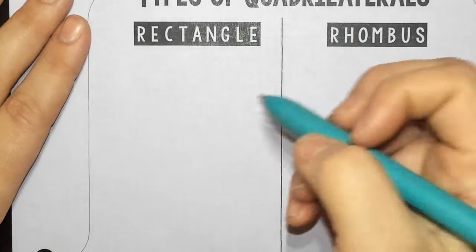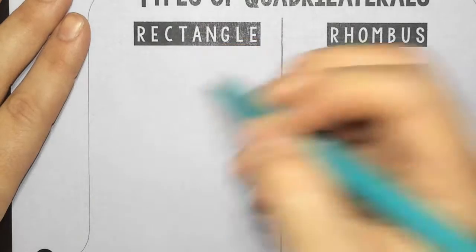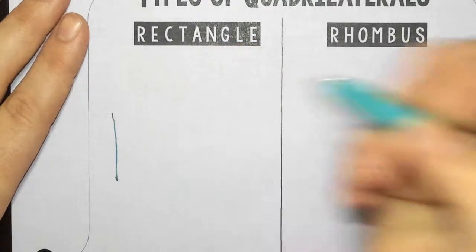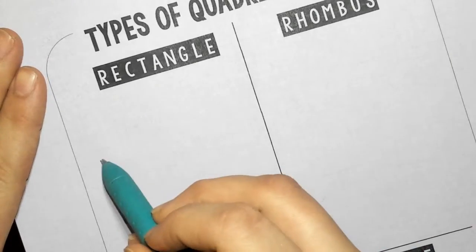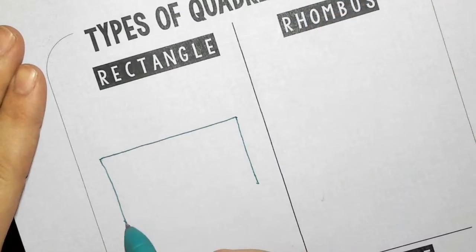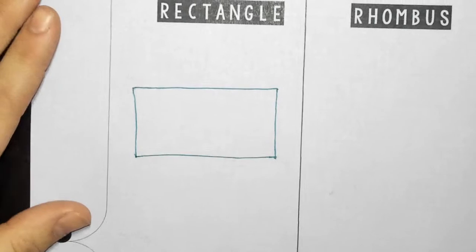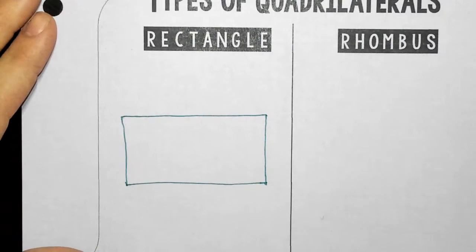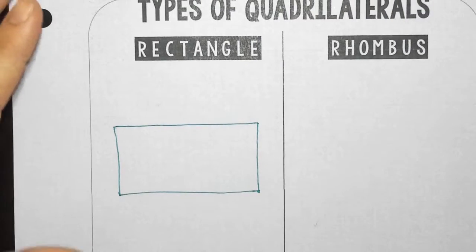Okay, so underneath rectangle, draw a rectangle. Now remember, y'all don't be mean to me. My rectangles aren't always the cream of the crop. What's easier than parallelogram? I'll let you be the judge of that.